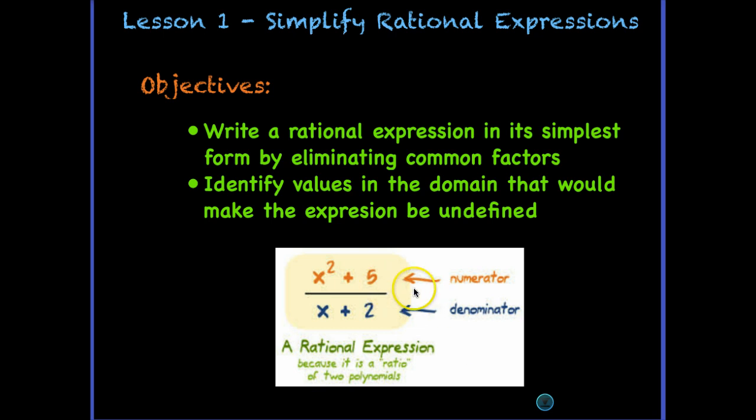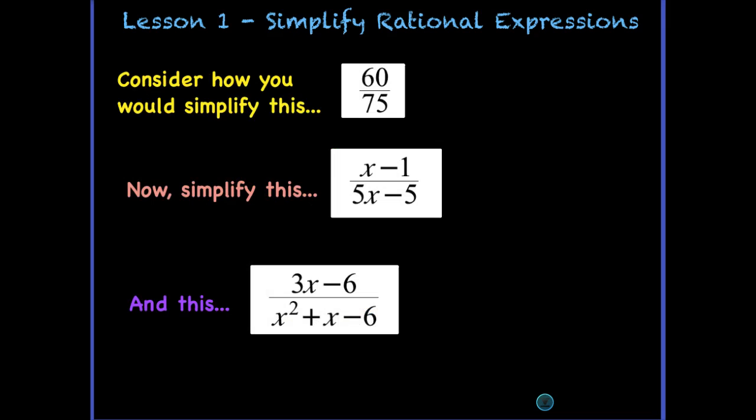We have a numerator, we have a denominator. Notice that both the numerator and the denominator are polynomials, which you've been dealing with extensively. Okay, let's consider how we would simplify this. So right now you should be thinking, oh, well, I would figure out what goes into both 60 and 75 and I would reduce. And that is exactly correct. That's what we're going to do. So let's walk through that.